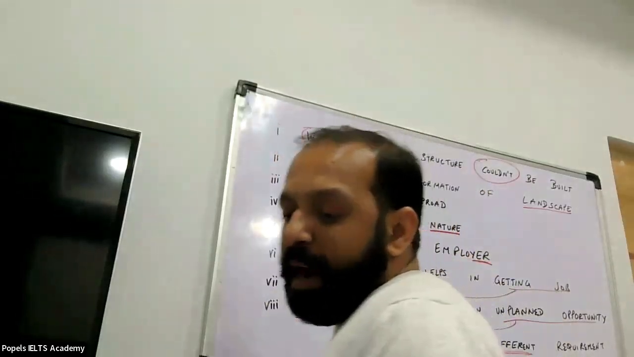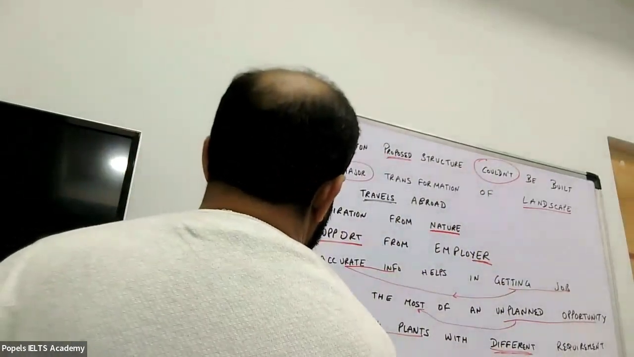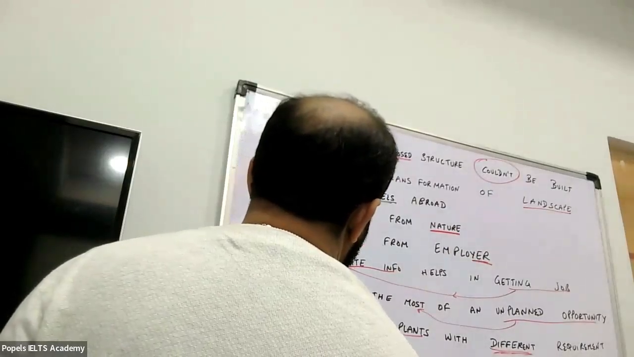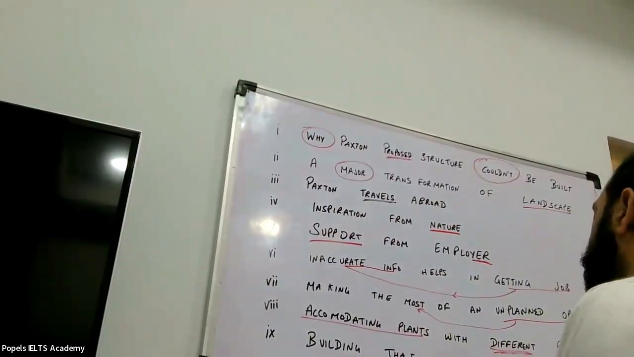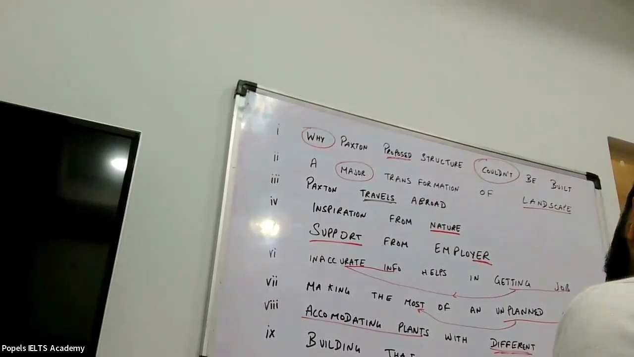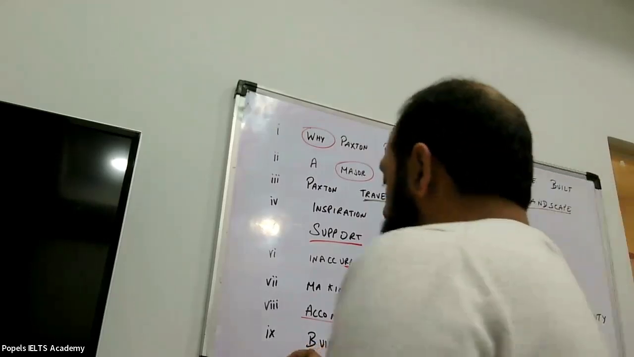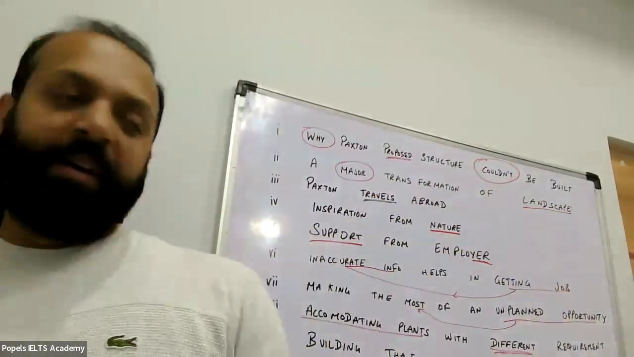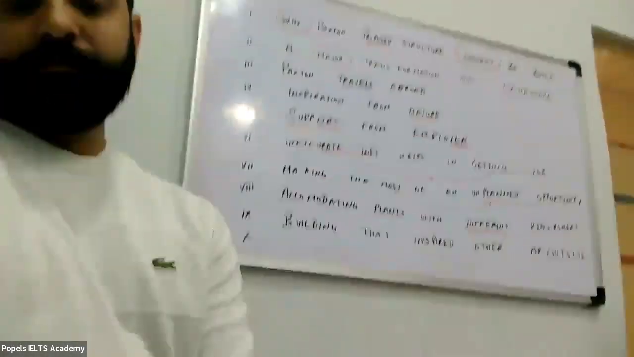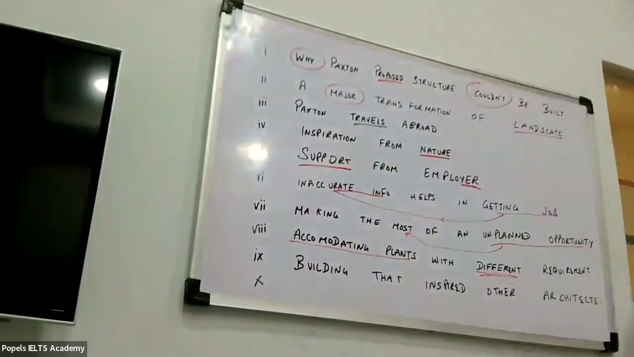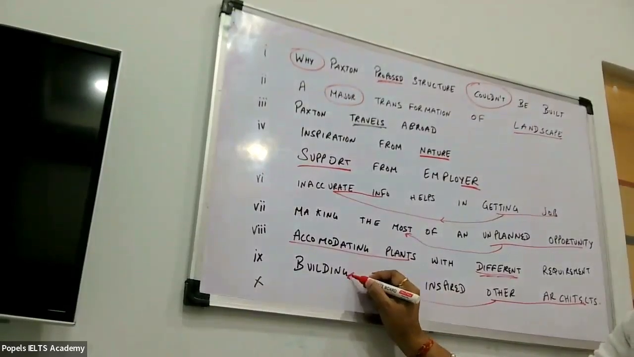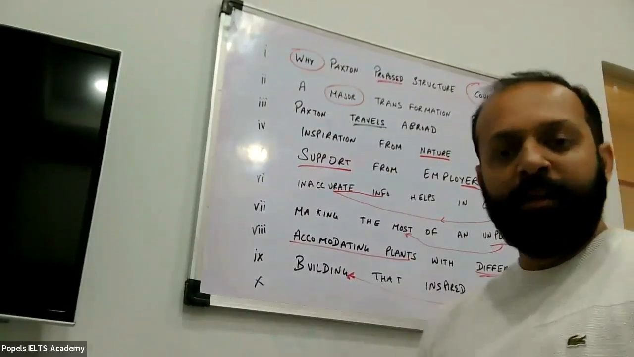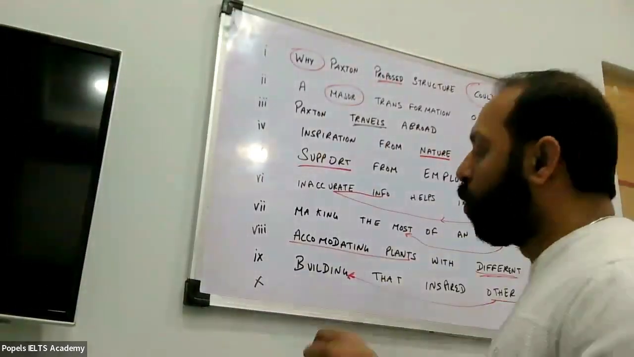Building that inspired other architects. Now, what are the keywords? You tell me. Inspired, buildings, other architects. Other architects are inspired by a kind of building, a specific building. Clear?